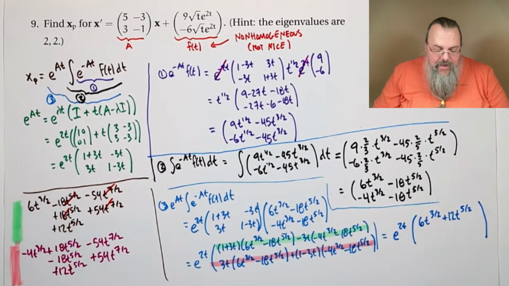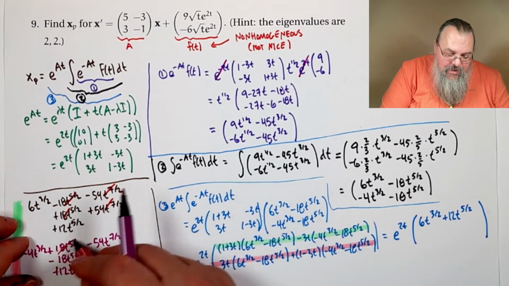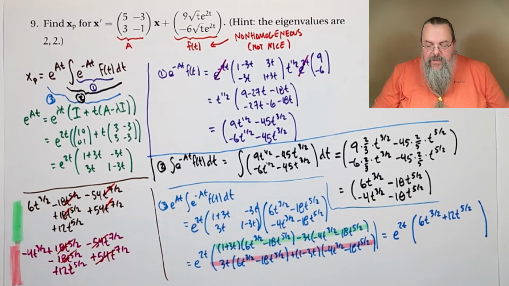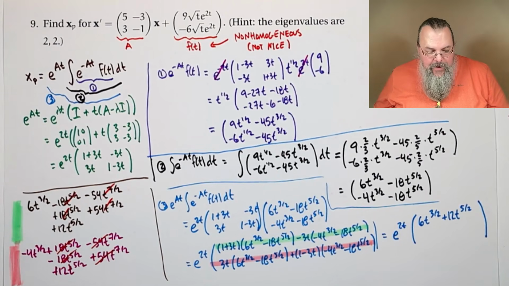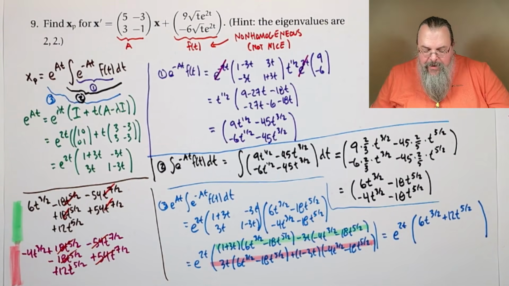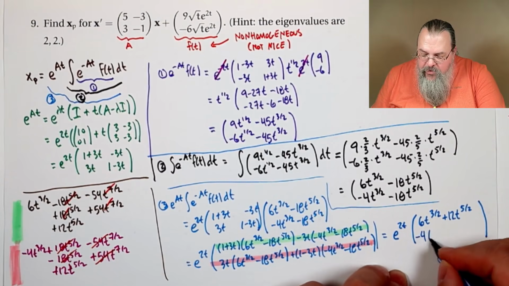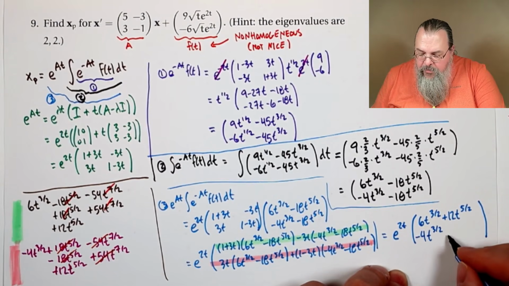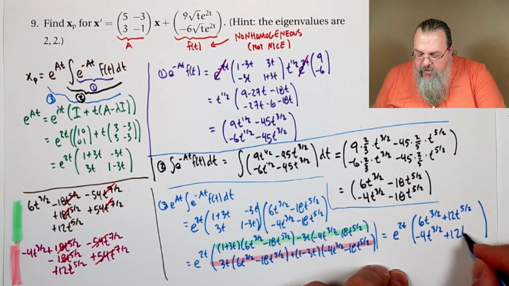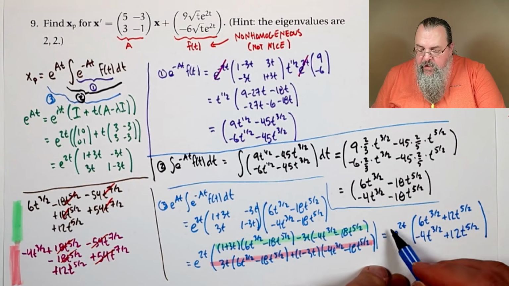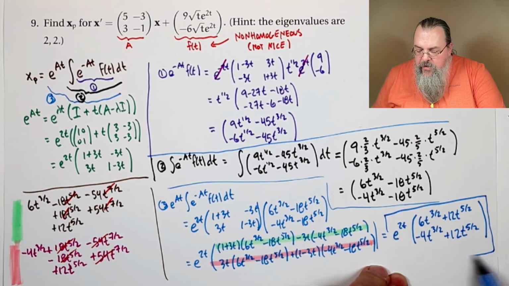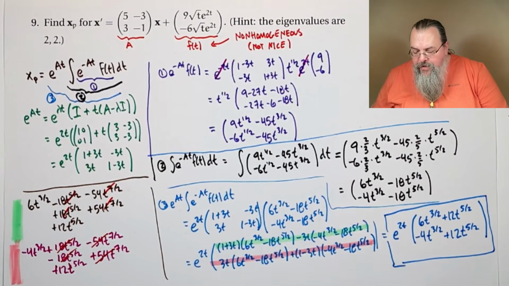And again, cancellation. So what are we left with? Well, we're left with the following. Minus 4t to the 3 halves plus 12t to the 5 halves. And then we're done.